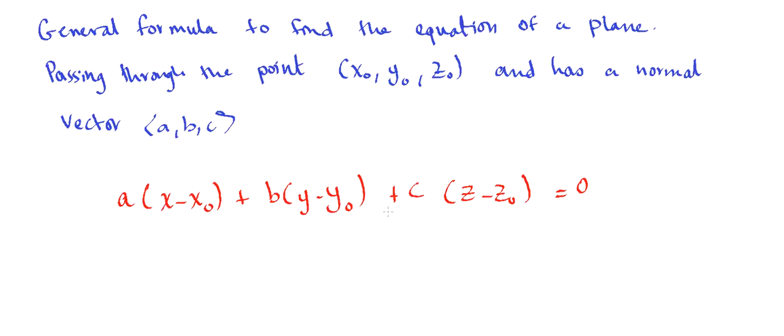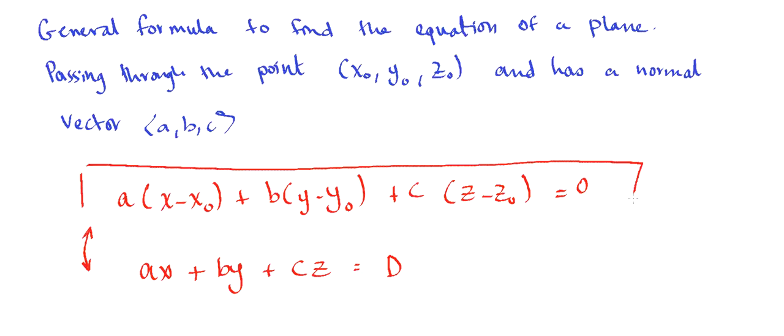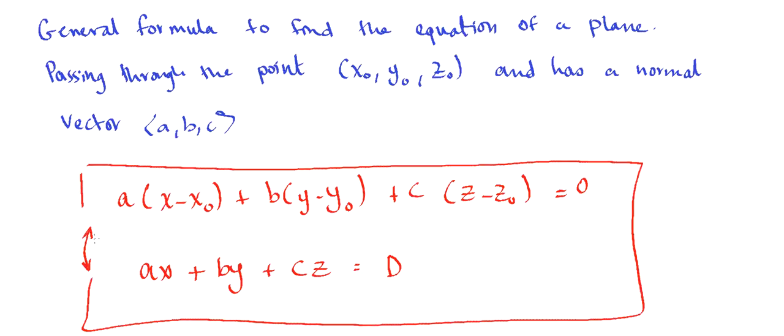And again, this comes from the dot product. Another acceptable method is saying ax plus by plus cz is equal to some number d, and this number comes from when you multiply a times x0 plus b times y0 plus c times z0 and so on. So this is the way we find the equation of a plane.